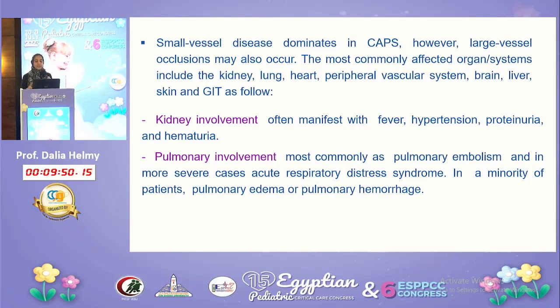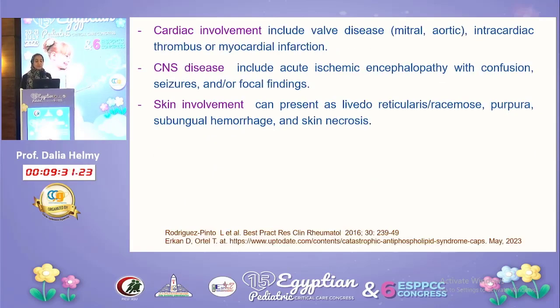It commonly involves, in order of frequency: kidney, lung, heart, peripheral vascular system, brain, liver, skin, and GIT. The kidney can present as renal impairment, in terms of hypertension, lower limb edema, oliguria, and eventually renal failure. Pulmonary involvement is commonly pulmonary embolism, and in severe cases acute respiratory distress syndrome, and in a minority pulmonary edema or pulmonary hemorrhage.